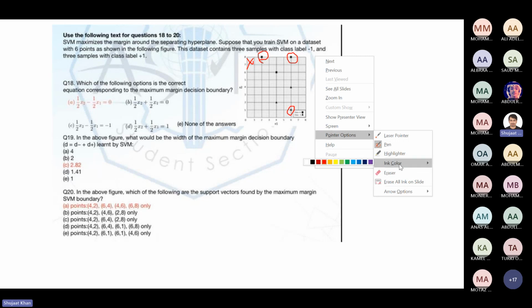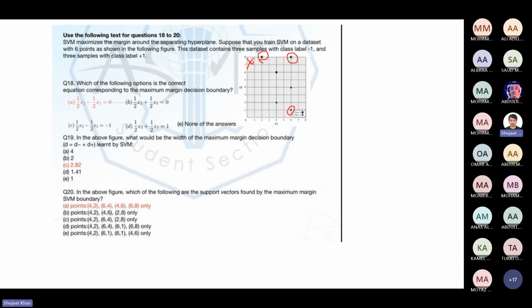This is actually a little tricky. It is not a support vector, and this is quite confusing in many cases. Students put this one and this one as support vectors, but these two are not support vectors. They happen to lie on the support vector hyperplane. What's the definition of a support vector? Support vectors are those points.